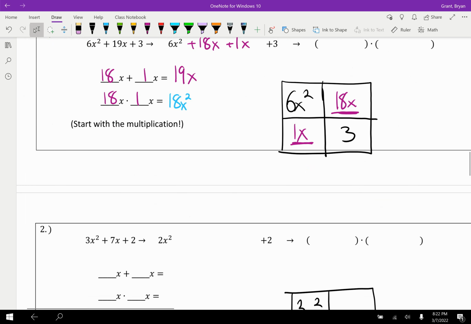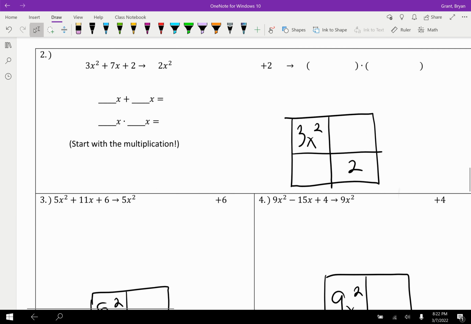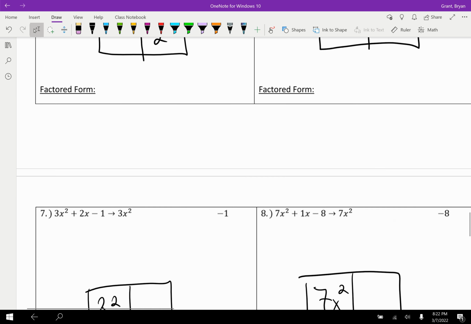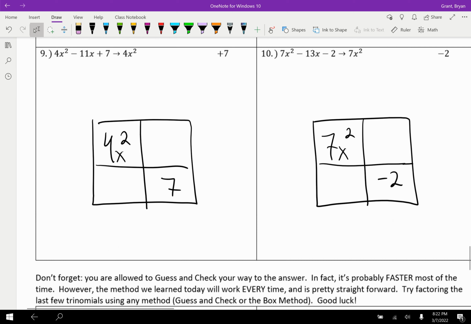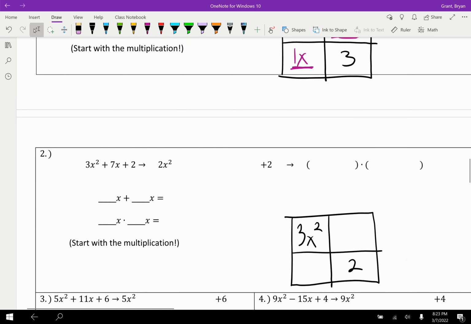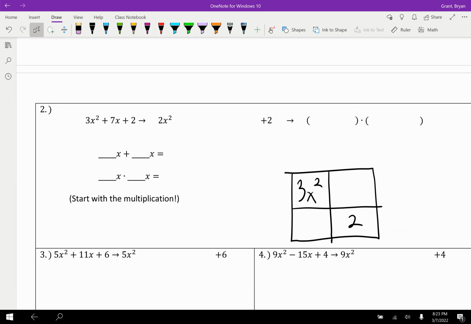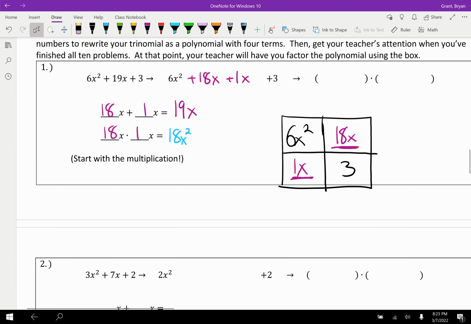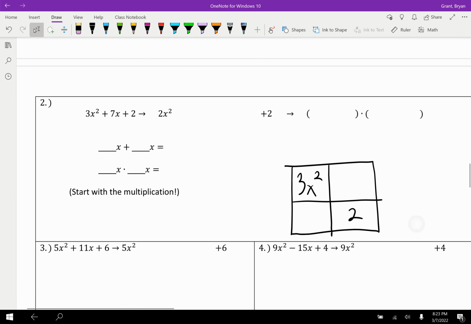So there are 9 problems to go. You're just finding the inside. If you get stuck on any, ask your group, ask your teacher. Once you're all the way through, you can unpause. You can check your answers with mine. And then you are going to move on to the actual factoring part. Ready, set, go.